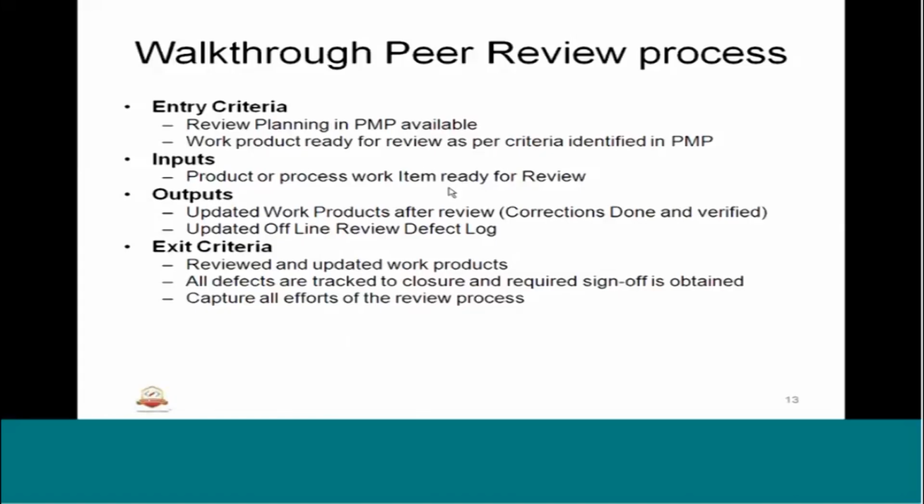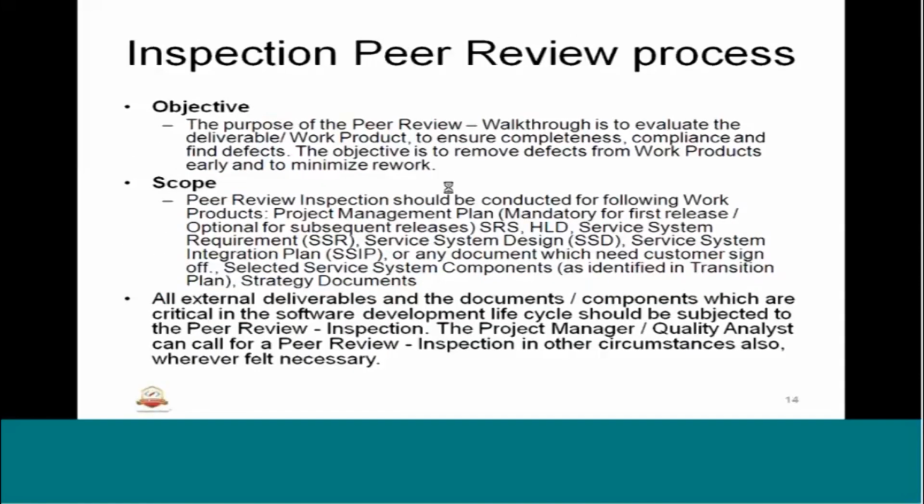And inspection peer review process, what we do, the purpose here is to walk through and evaluate the deliverable work product to ensure completeness, compliance and find defects. The objective is to remove defects from work products and minimize the rework. Scope is peer review inspection that should be conducted on the work products such as project management plans, SRS, high level design, system requirements, system design, any of the work products of the embedded system.